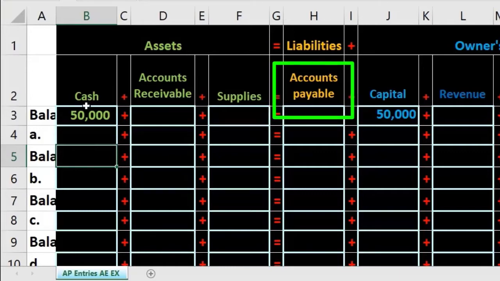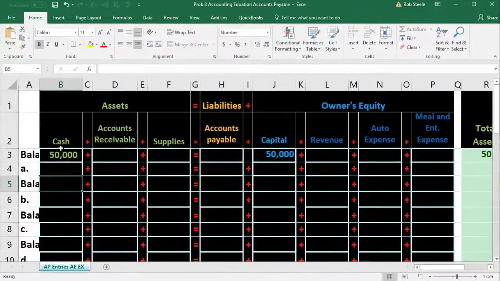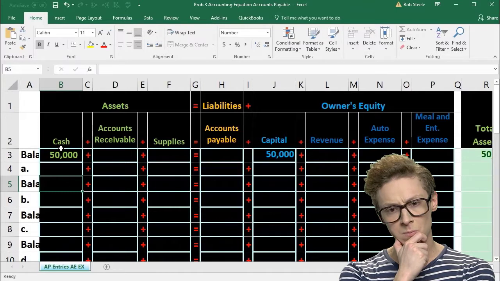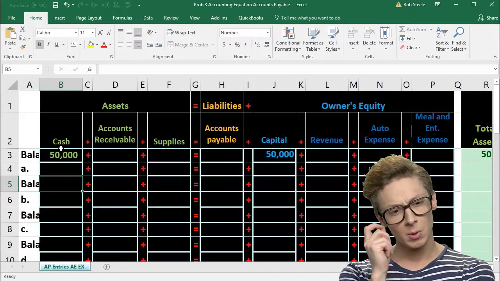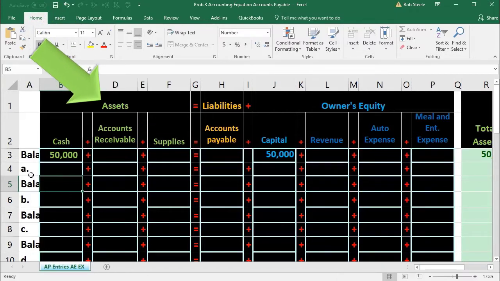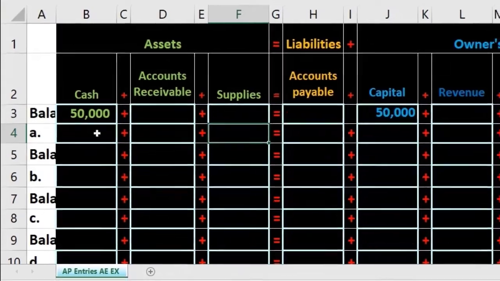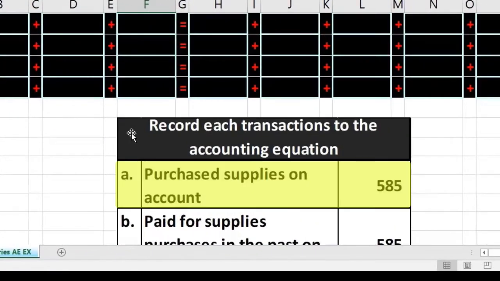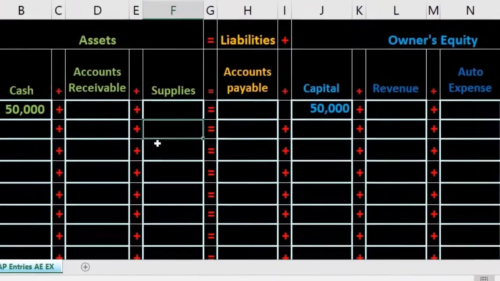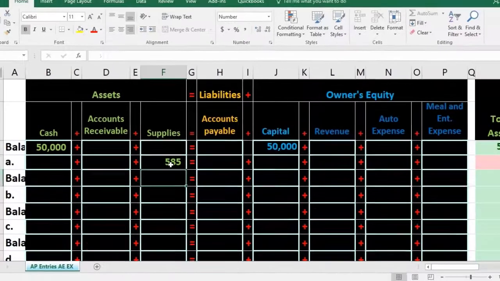Now, oftentimes I'm going to go to our second question in the thought process, which will be helpful later on as we do debits and credits, and that is, what did we receive? In this case, we received supplies, and supplies is going to be right here in the assets section. So I'm going to go in column A, the first problem or A on our worksheet, in cell F4, and we're going to increase the supplies by 585. I'm just going to type in 585, no special formatting needed. I am now in the cell rather than on the cell. I'm going to hit enter, and that will put that balance there.